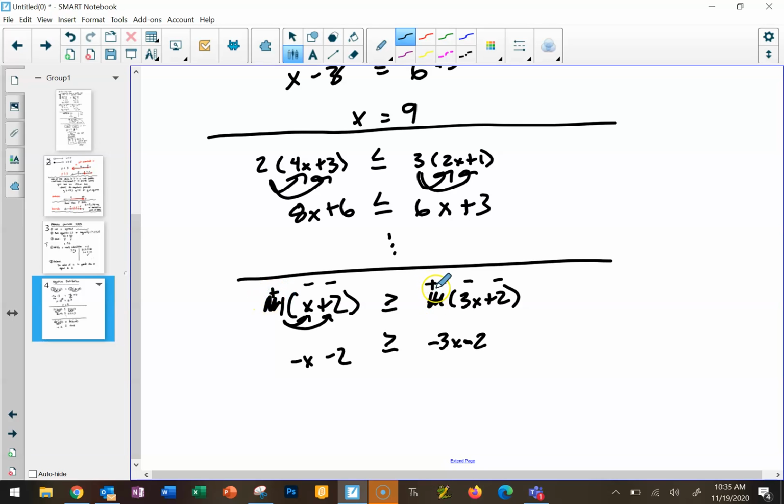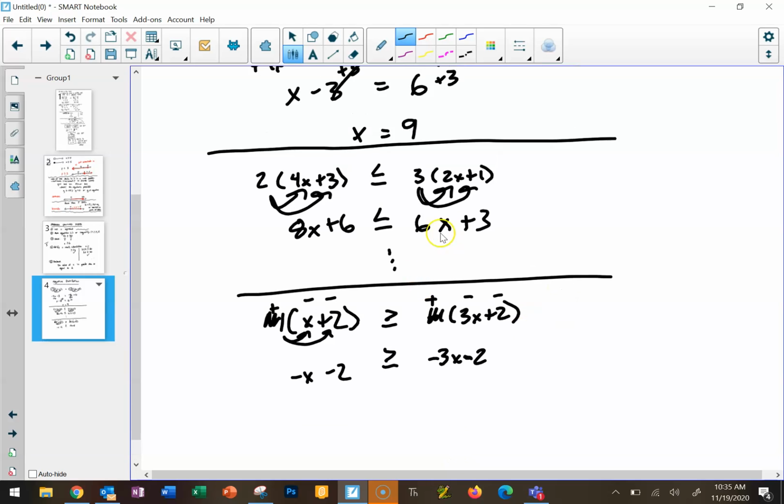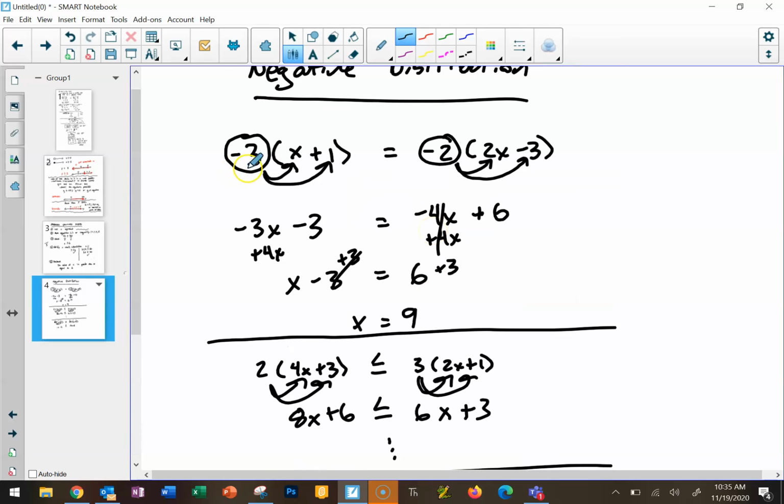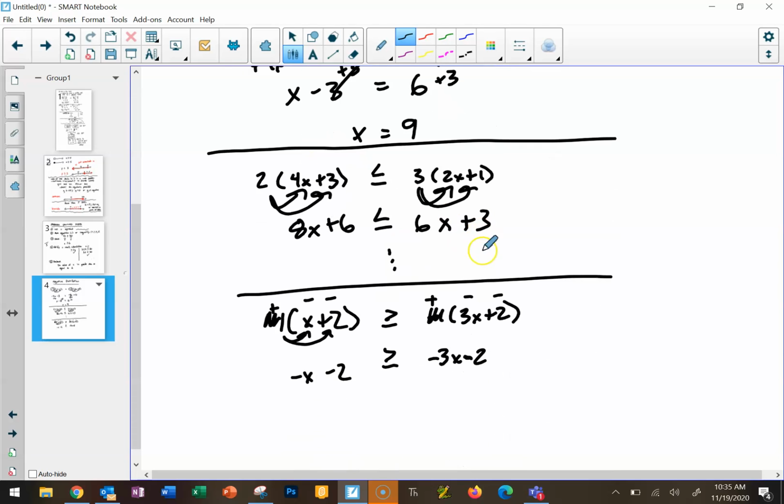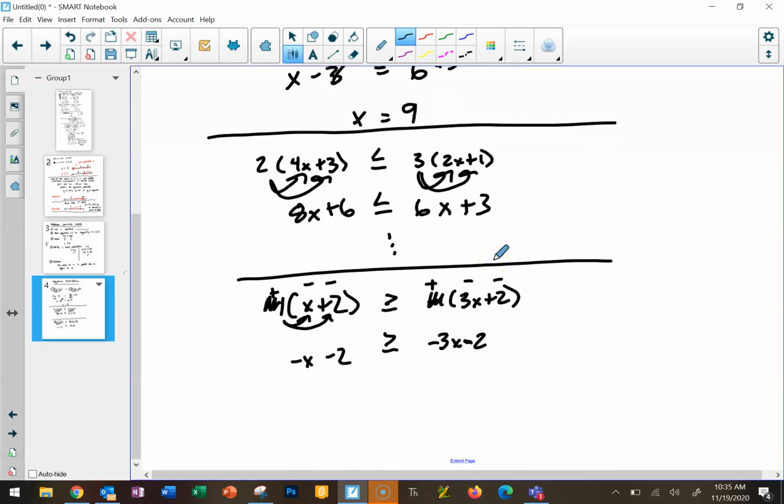So basically you're changing this sign and then the signs of everything inside the brackets. That's only if you've got a negative sign. If you've got a negative coefficient, like up here where we had negative 3, make sure that you do the whole negative 3 times x. You can't just flip the signs, you also got to multiply too. So that's your negative distribution.